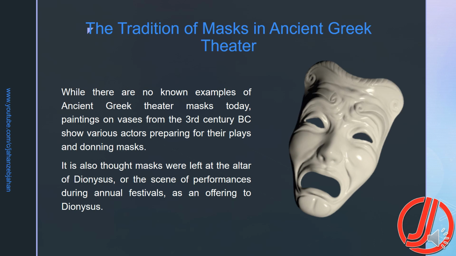There are no examples of ancient Greek masks surviving today, but paintings on vases from the 3rd century BC show various actors preparing for the plays and donning masks. It is also thought masks were left at the altar of Dionysus or the scene of performances during annual festivals as an offering to Dionysus. Once the play was over, the masks were sacrificed as something very honorable to be presented to the gods. So they would sacrifice the mask on the altar of Dionysus.